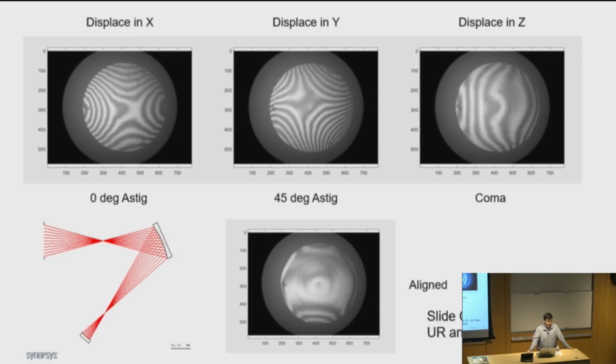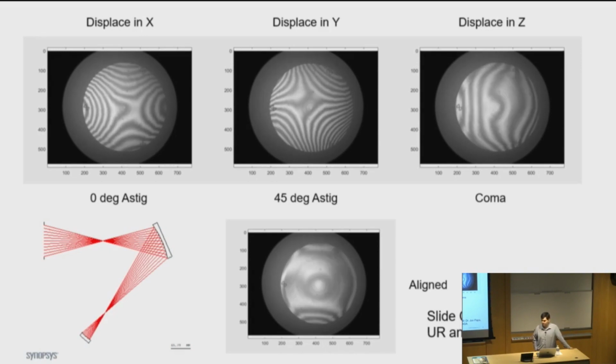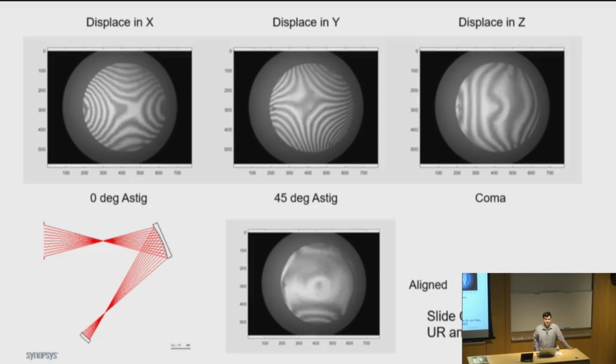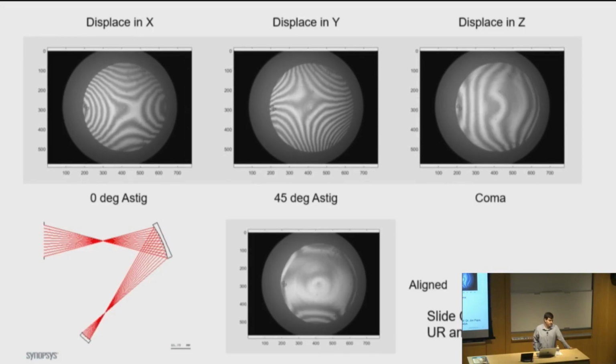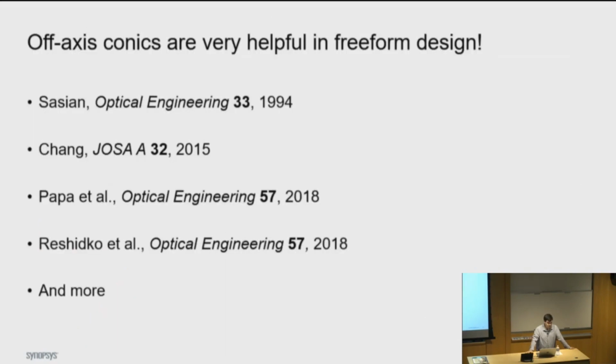So this is work that I had the pleasure of learning about through working with Dr. Papa, but I think it serves as a good example of what we're potentially trying to do when we're talking about testing these off-axis sections, or testing freeforms that are close to these off-axis sections. So yeah, off-axis conics are very helpful in freeform design.